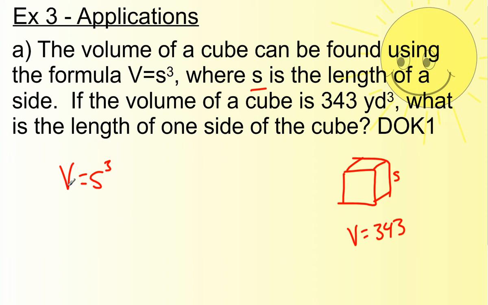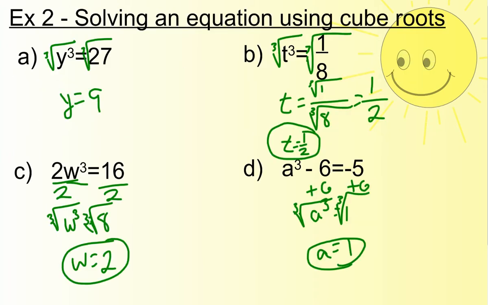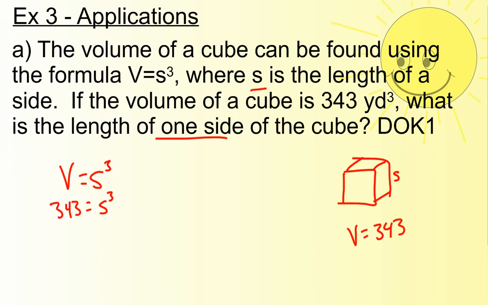Well, let's see. If I plug it into my formula here, the volume is 343. And they're asking us what is the length of one side, which is the S. Well, to find this S, just like we did in the problems up here, you take the cube root of the thing. So I'm going to cube root each side. And if I take the cube root, it cancels out the cube. So I get S equals the cube root of 343.